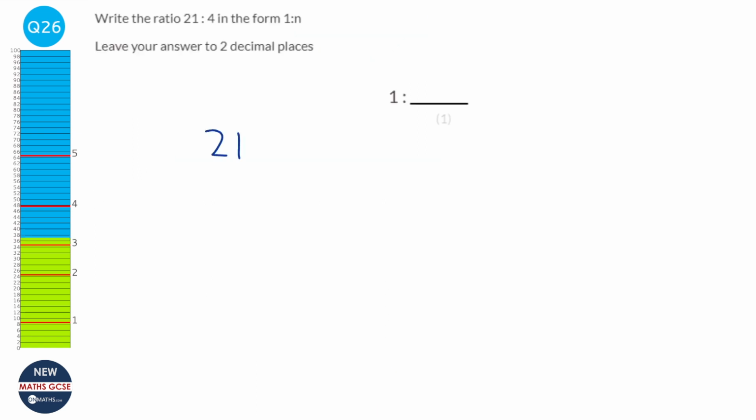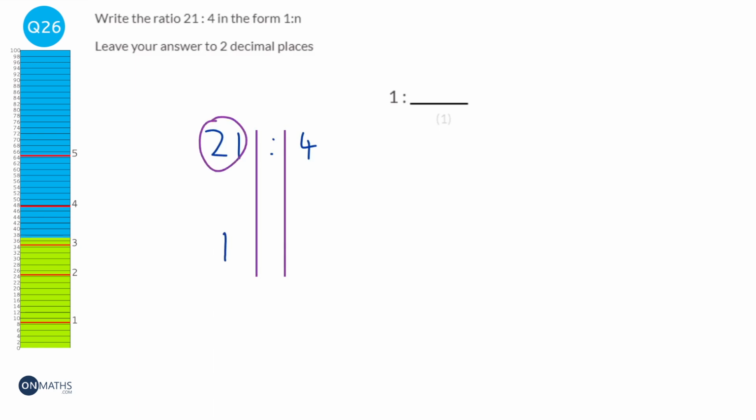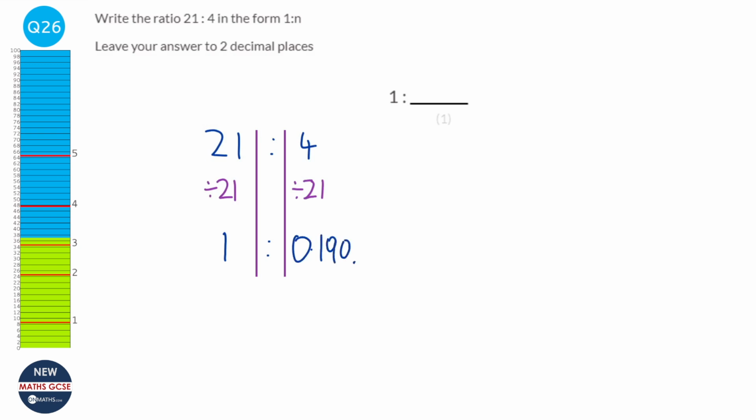So we're given 21 to 4 as the ratio. And we're just going to put our lines in, because what we need to do is make the left hand side be 1. To do that, for 21 I need to divide it by itself, divide it by 21, and we're going to do the same to the right hand side. So 21 divided by 21 is 1, perfect, that's what we wanted. 4 divided by 21 is 0.190 and so on.